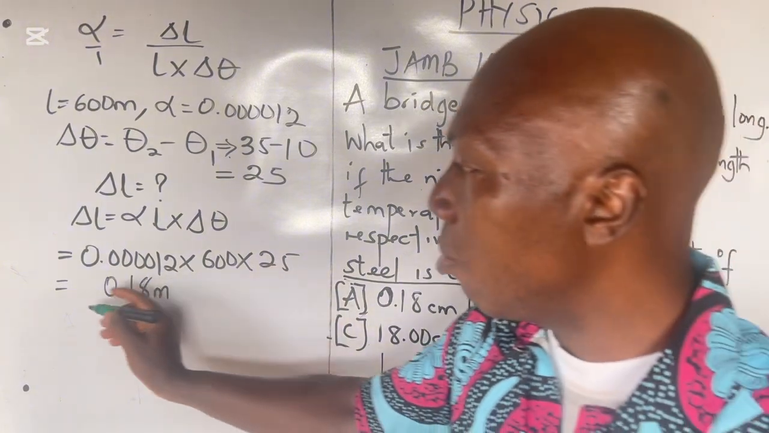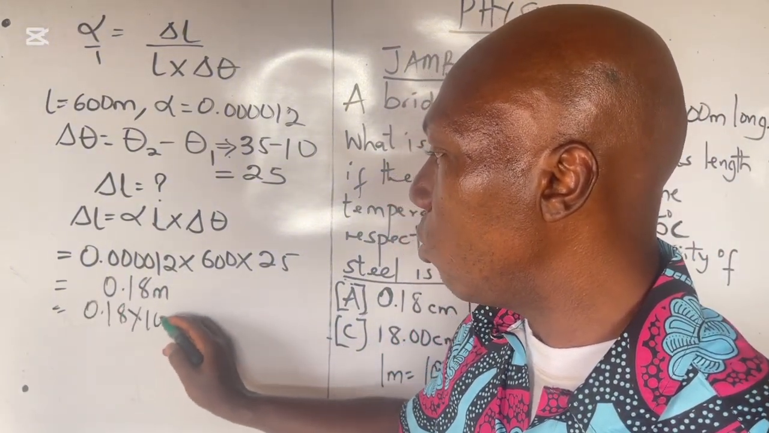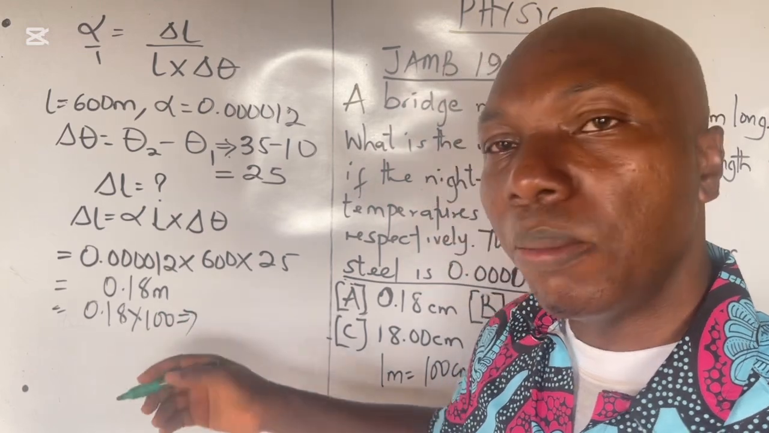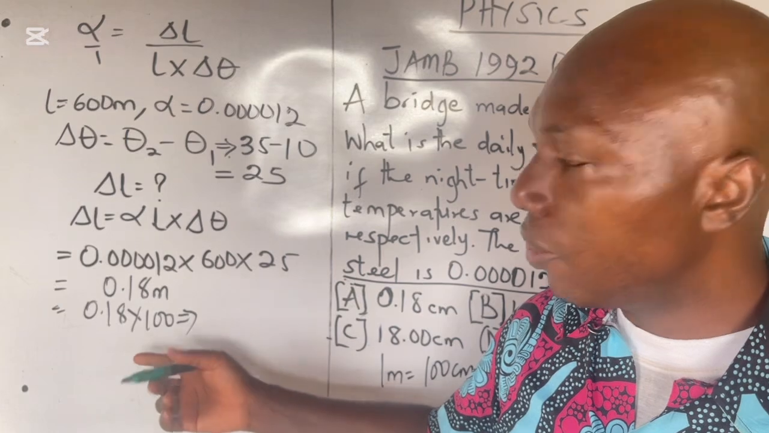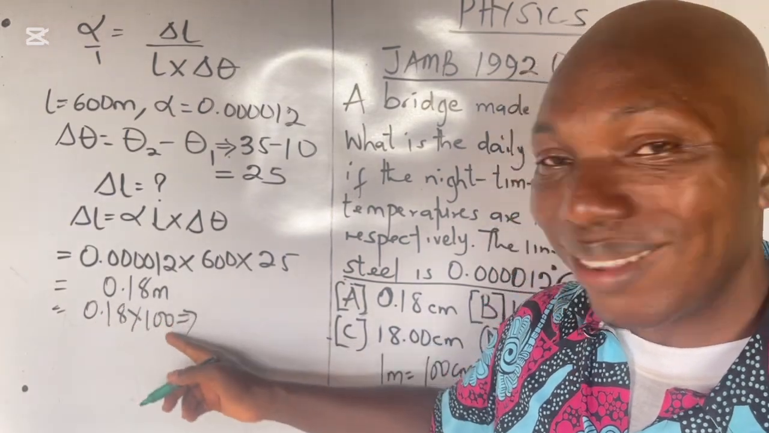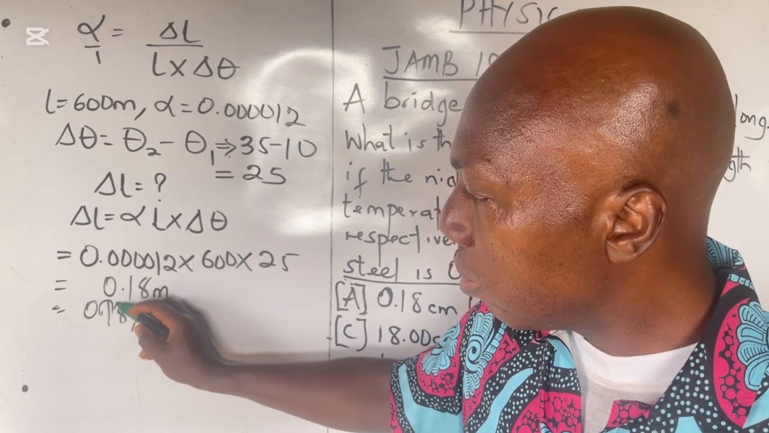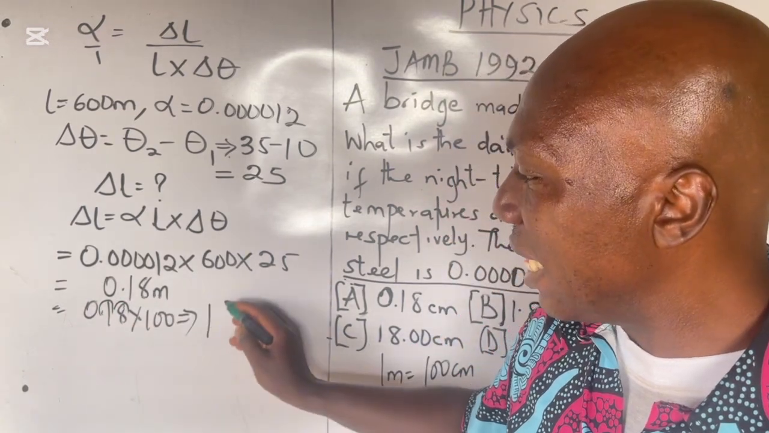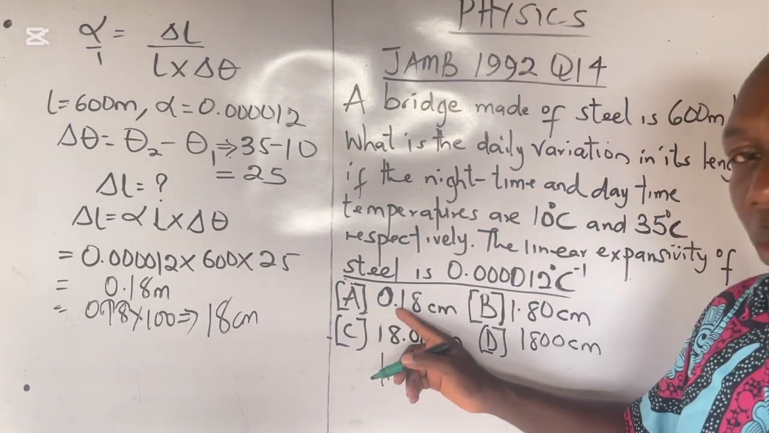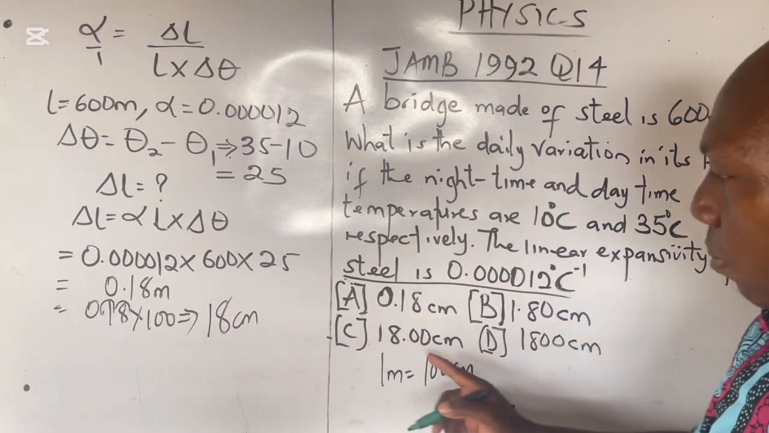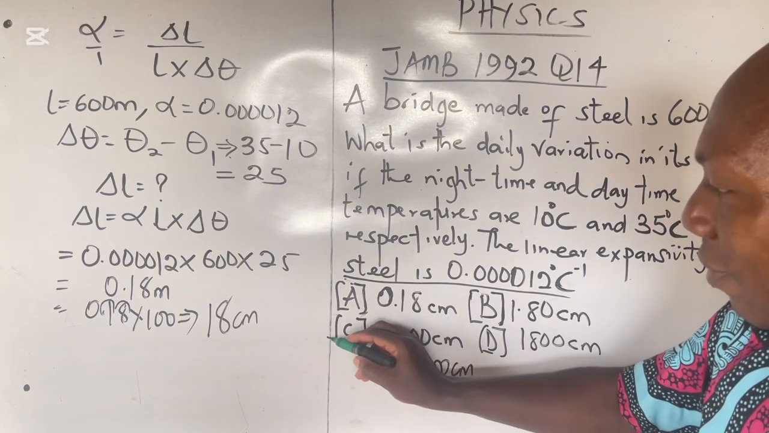So when we multiply this by 100, we have 0.18 times 100. The fastest way to multiply by 100 is to move the decimal point twice. 2 zeros, you move it twice. So that will give you 18 centimeters. So the answer here is 18 centimeters, and that is option C.